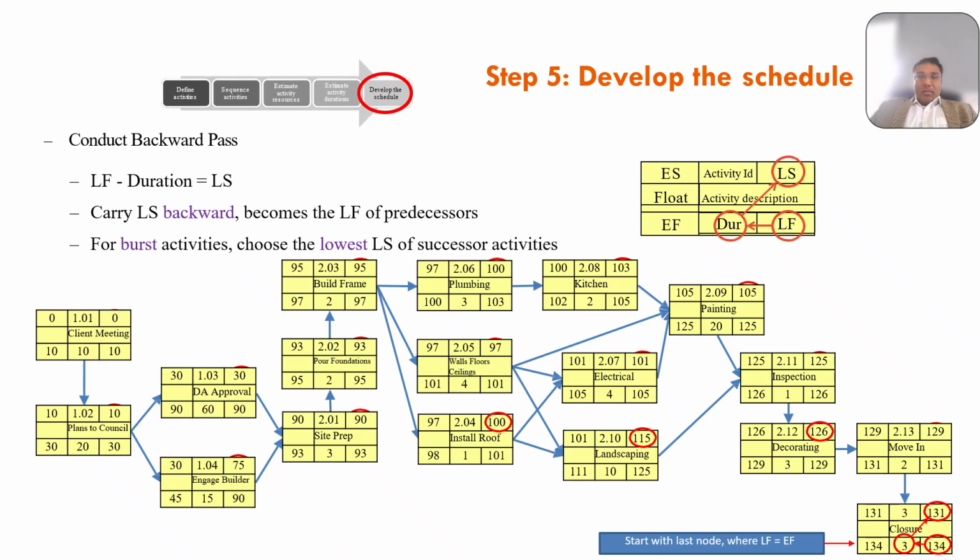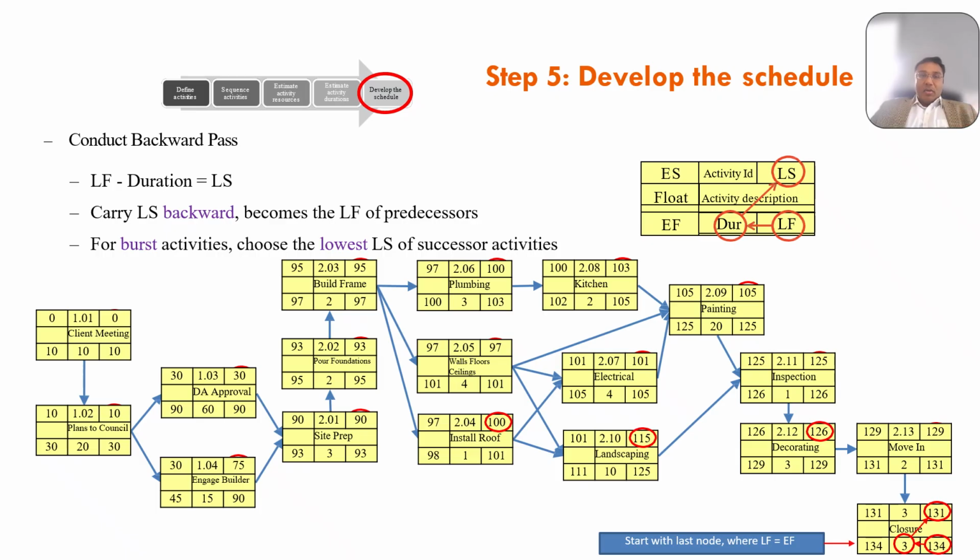Okay, so this slide shows the backward pass. In project scheduling, once we identify activities, the sequence, resources, and duration, we move on to developing the schedule. In the backward pass, a key step is determining the latest possible start and finish times for each activity without delaying the overall project. So let's understand the backward pass goal. Why do we do the backward pass? It is to calculate the latest finish and the latest start time for each activity.